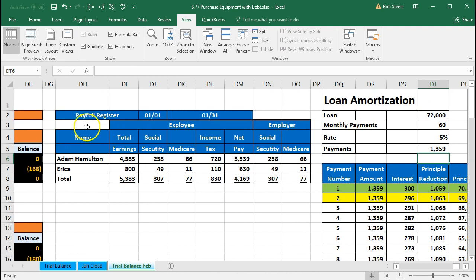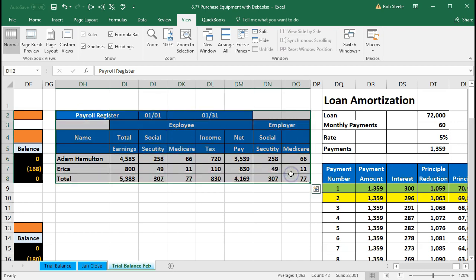We got the payroll register. It's in columns DH through DO. And we had our last register here for the dates of the month of January. And I'm just going to copy this entire thing and paste it down here, and we will do this one more time for the new data. So I'm going to put my cursor on DH2. Just going to highlight from DH2 all the way through to DO8.